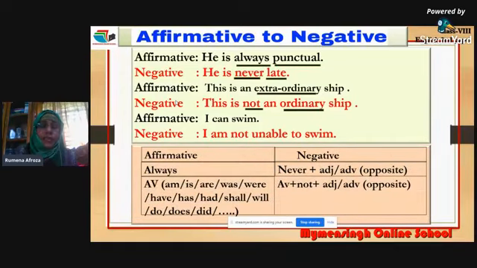Okay, so if you find always, you just use never and the opposite of the adjective or adverb. Then if we don't find any of the above, what do we do in that case? Just use not after the auxiliary verb, then use the opposite word. Okay, and if you don't find any auxiliary verb, in that case you will use do, does, did.